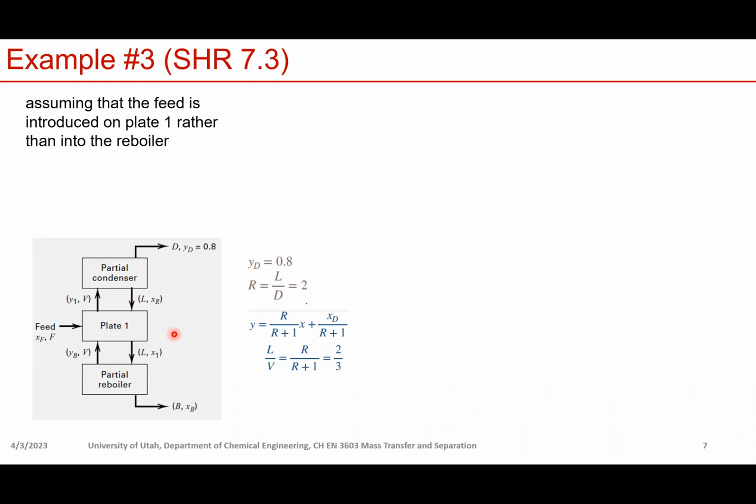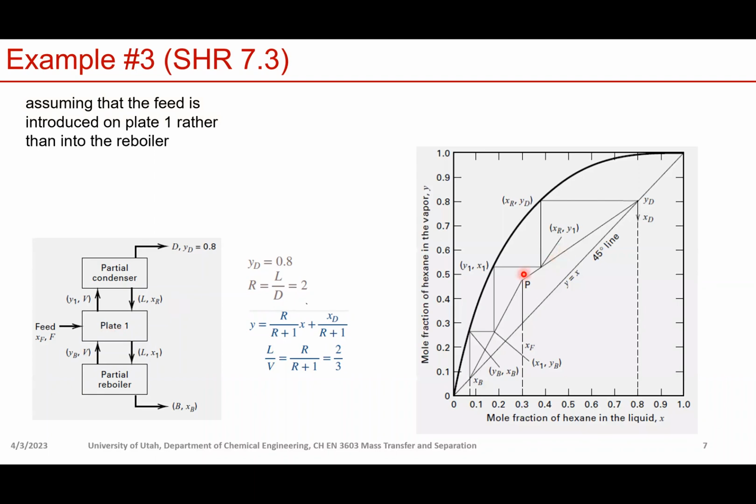Okay. Then, in order to solve this problem, we know the operating line. We also know the Q line because we know that the feed is a saturated liquid. Then we can find the intercept point P, right? But we don't know XP. We don't know the bottom composition, so we don't know the slope of the stripping section operating line. Okay, so then you have to do trial and error.